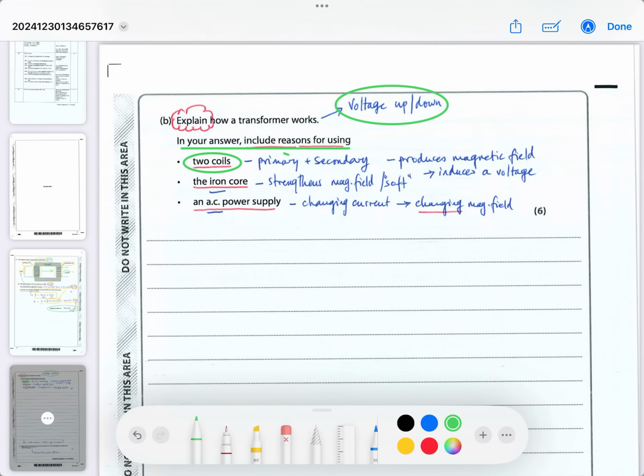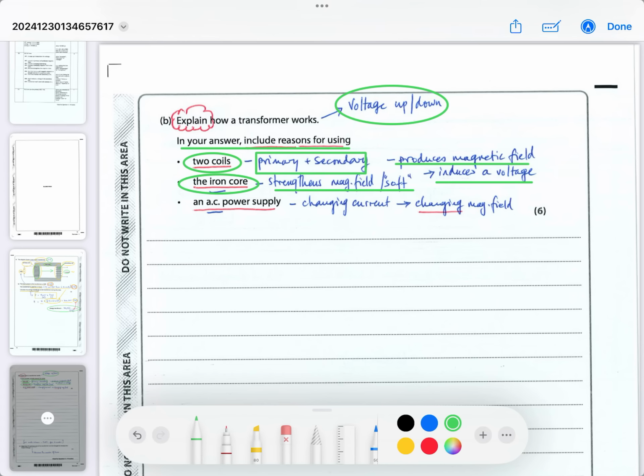Yes, so we just talked about primary and secondary coils. One produces the magnetic field and the other detects the magnetic field, and it induces a voltage as a result in the secondary coil. Why do we have the iron core? Well, the iron core is a soft magnetic material, and it can strengthen the magnetic field strength by up to 50,000 times.